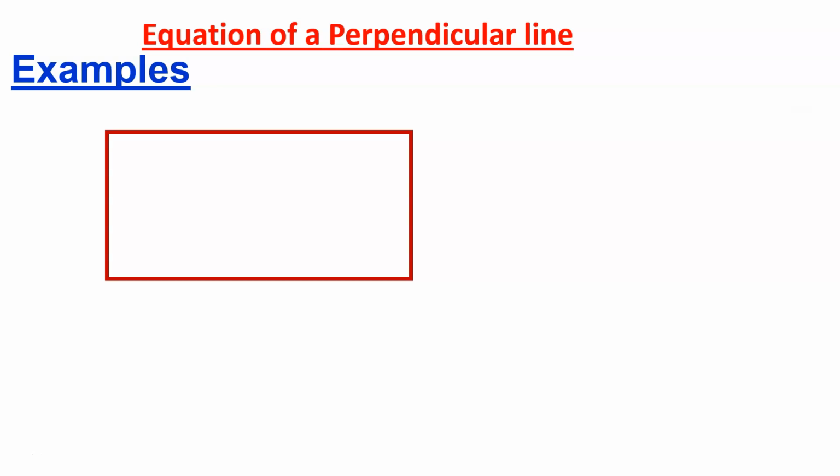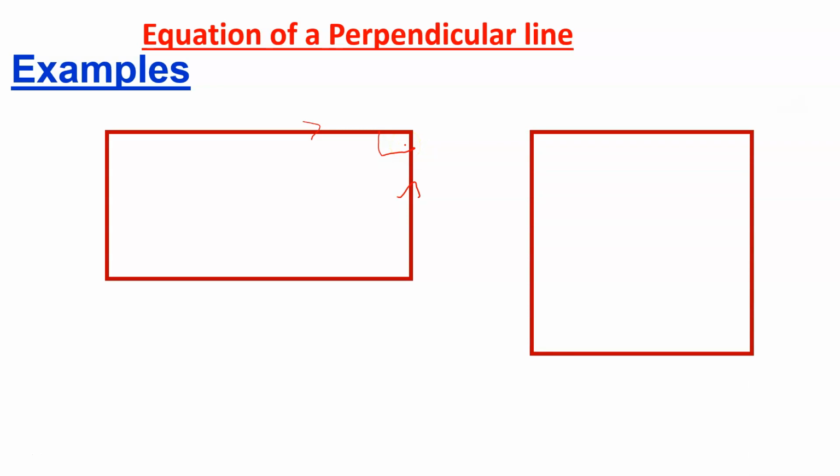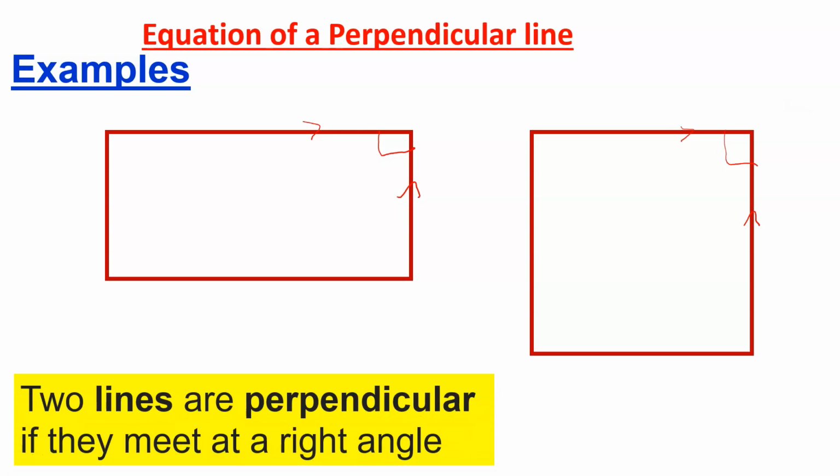If you look at this rectangle, this top line and this line are perpendicular because they make an angle of 90 degrees. The same applies to a square. A square is another shape that has perpendicular sides, so those two are perpendicular. In geometry we say two lines are perpendicular if they meet at a right angle.